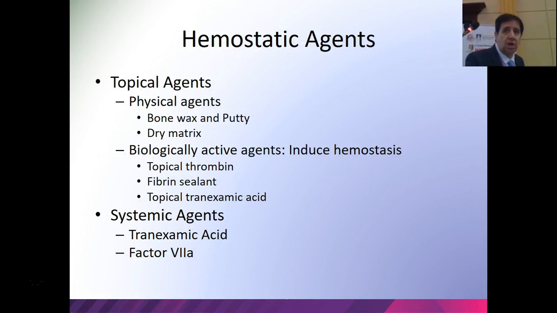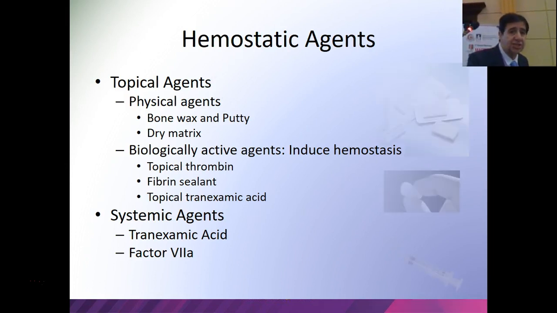Now I try to divide all those hemostatic agents into functional groups according to how they work. Basically I will first talk about topical agents, the physical agents, then the biologically active agents, and then I will move to systemic agents, basically tranexamic acid and factor 7A, the recombinant factor 7.